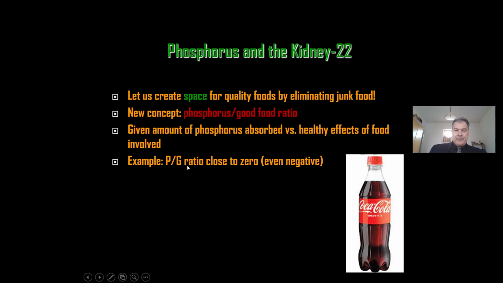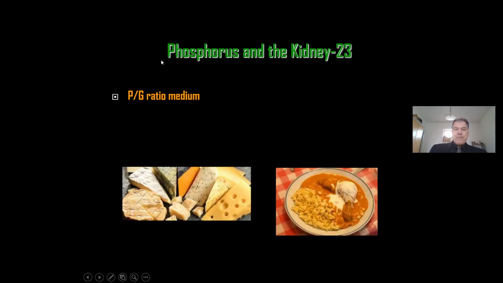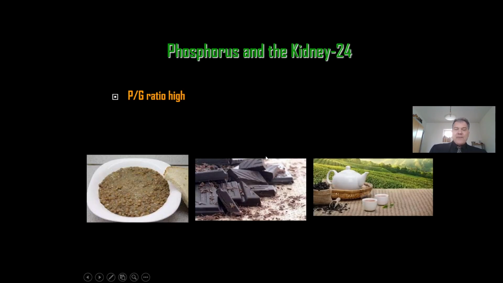So, P over G. And this P over G ratio is going to be close to 0, even negative, if you take in your phosphorus as soft drinks, as junk food. So you have a medium ratio if you take in your phosphorus as dairy or even meat. And you have a very high phosphorus to good food ratio when you take plant-based proteins, chocolate or green tea, for example. Tea is a known protective food for your blood vessels.